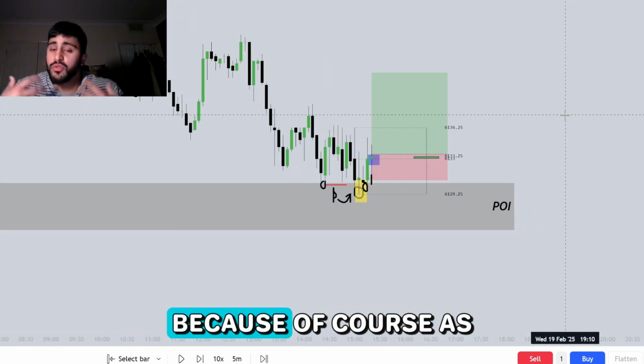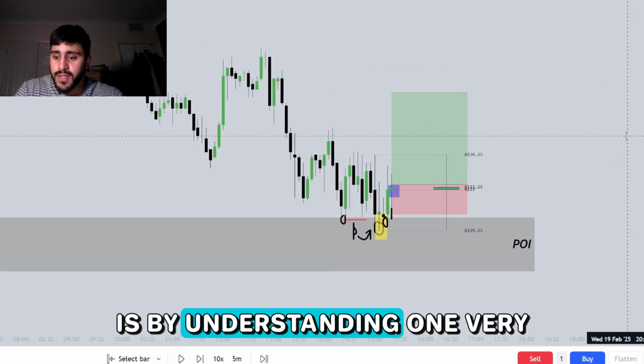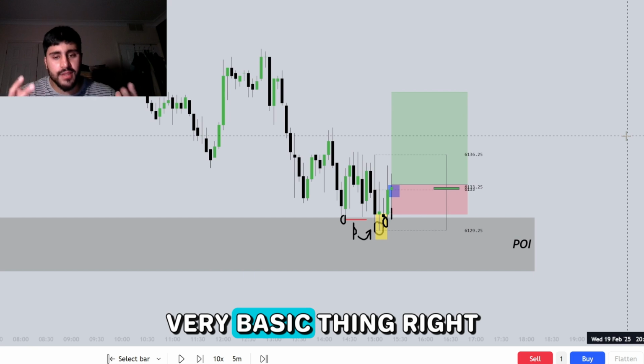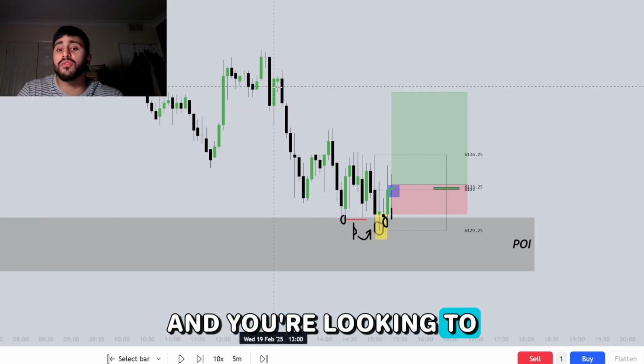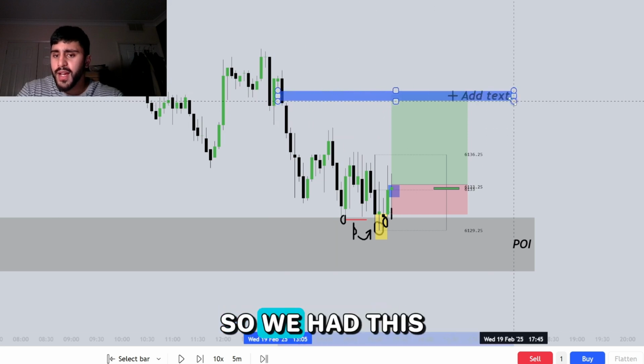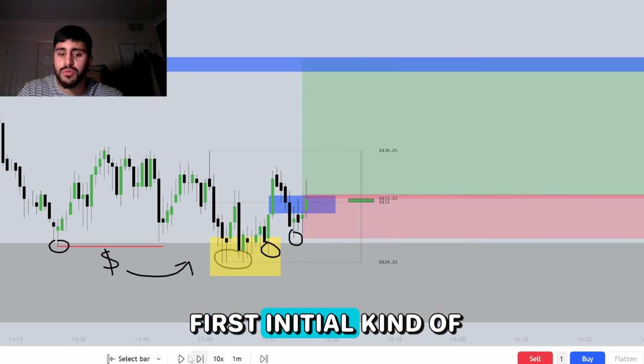along the way because, of course, as a trader, you want to pay yourself. So the way you do that essentially is by understanding one very, very basic thing, right? You're looking for fair value gaps to trade from, and you're looking for fair value gaps to target. So we had this fair value gap here on the 5 minute time frame. So this was my first initial kind of target, right?